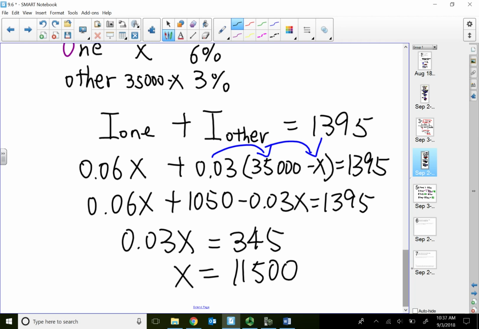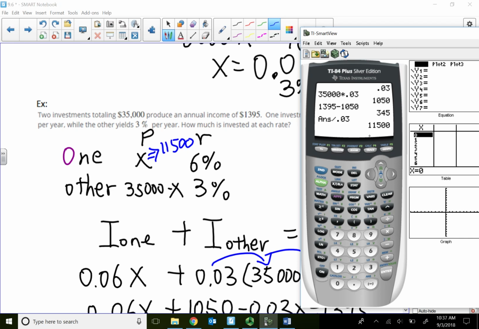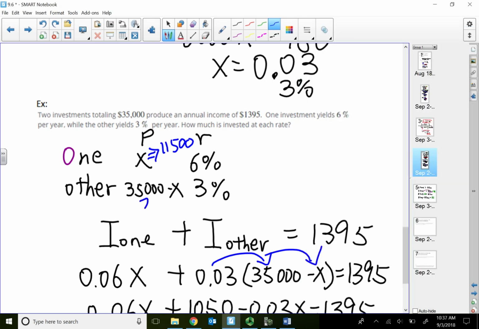All right, so x represents the principal for that one account, 11,500. So the other one got to be 35,000 minus 11,500. So 35,000 minus the answer from the previous line, the other account is 23,500. All right, so that's the answer for this particular problem, talking about how much was actually invested, or what's the principal for both accounts.